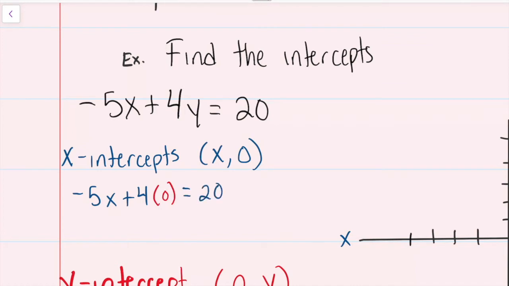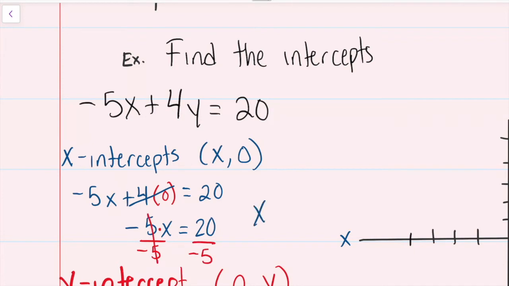Well, guys, what's 4 times 0? Isn't that just 0? Bam. So we have negative 5x equals 20. Once again, what did I say when you have a number and a variable next to each other? It means multiplication. So what's the opposite? Division. And when we divide, guys, the x is left by itself.